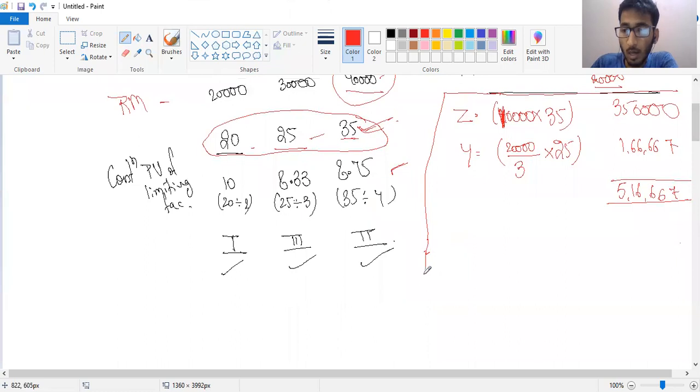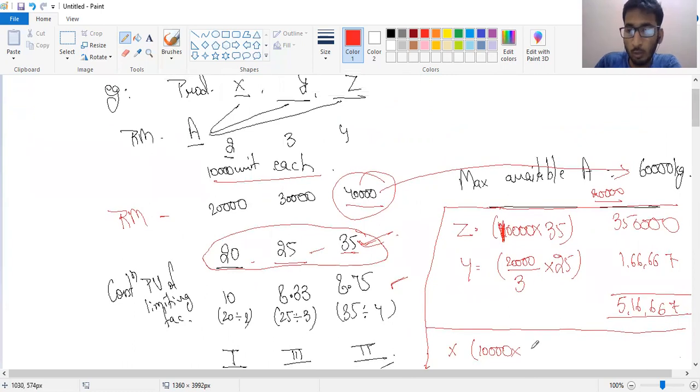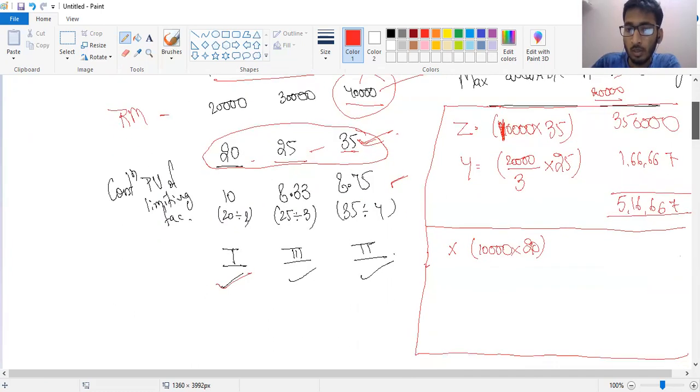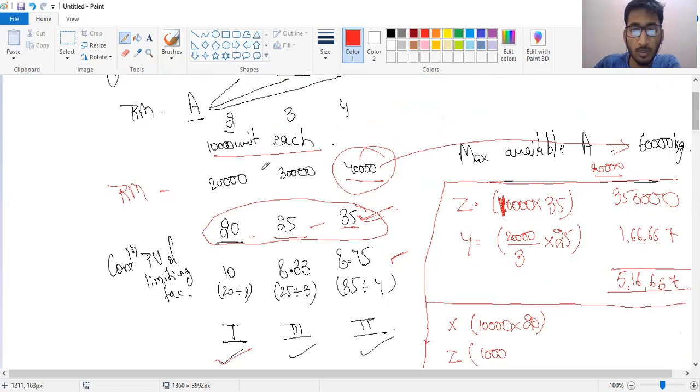Okay. But now coming to the second scenario, I am saying that the optimum product mix would be: you should prioritize making X first, then you should go for Z, then make Y. Now see what the scenario would be if I make X first. By making 10,000 units of X, I would be able to earn 20 rupees per unit. It is given to me. Now I'm saying that at second position, you should make Z.